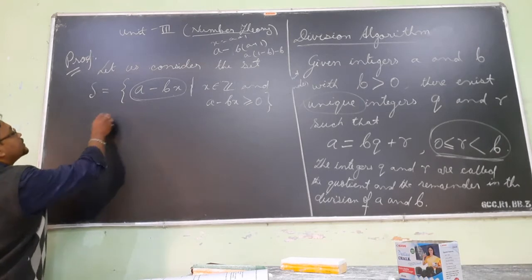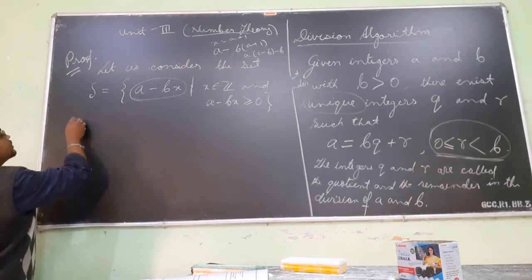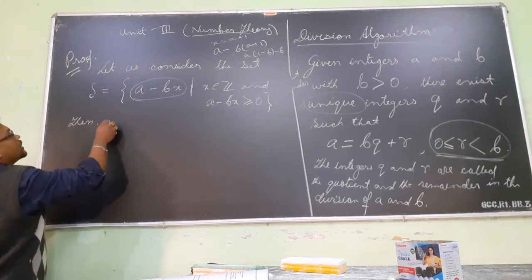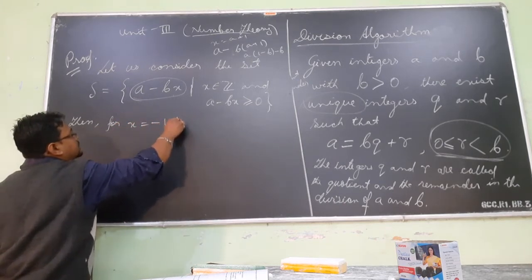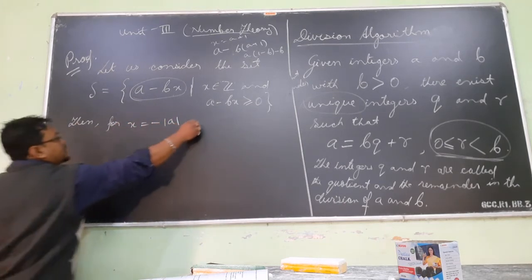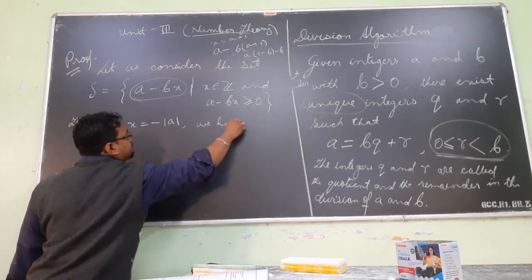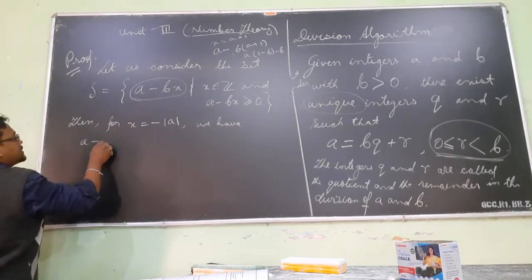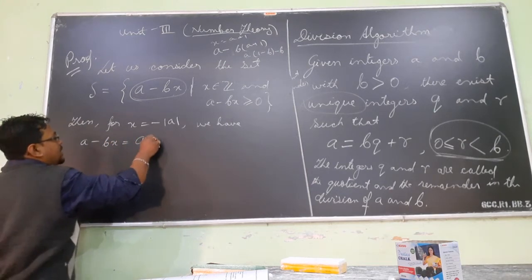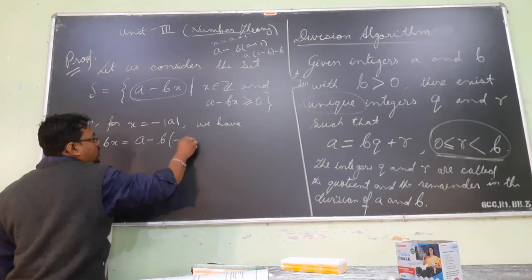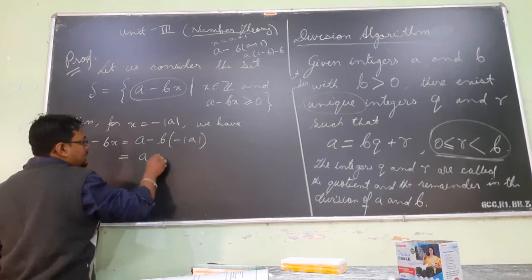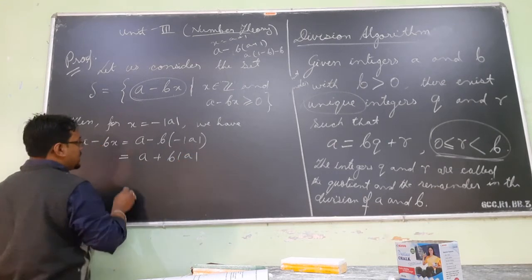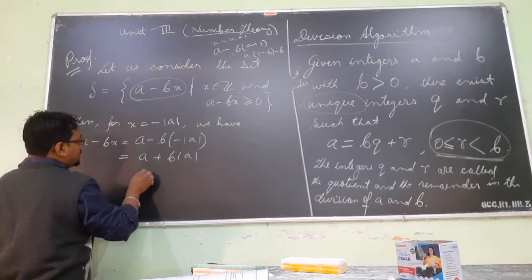So let us consider this set. Then for minus of mod A, we have A minus Bx. What is it equal to? A minus B into minus of mod A. So this is actually equal to A plus B into mod A.